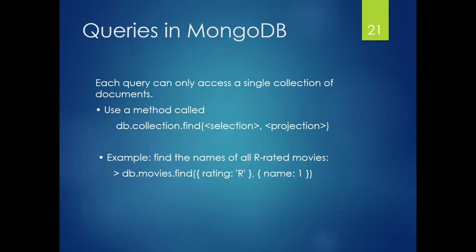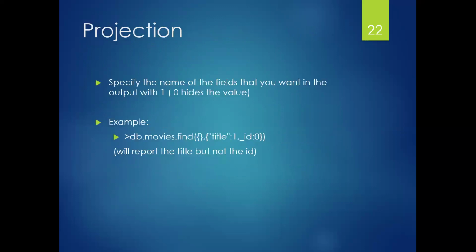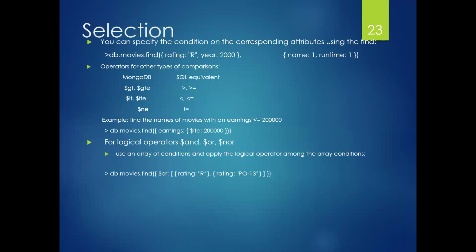For queries in MongoDB, each query can only access a single collection of documents and uses a method called db.collection.find. An example for db.collection.find is mentioned below. Projection is specifying the name of the field that you want in the output with 1, while 0 hides the value. An example for the projection is mentioned below.